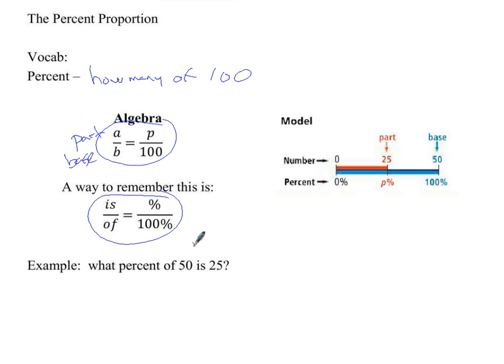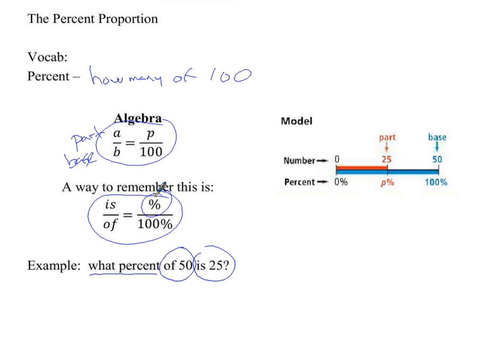Okay. So for example, what percent of 50 is 25? So the word is tells me where that number goes. The word of tells me where that number goes. And then it says what percent. So that means I'm looking for that right there. That's the one I don't know. The 100 is always going to be there.